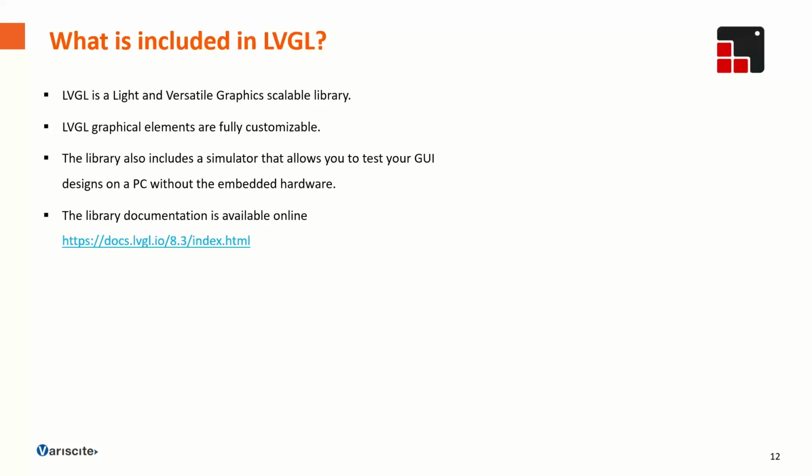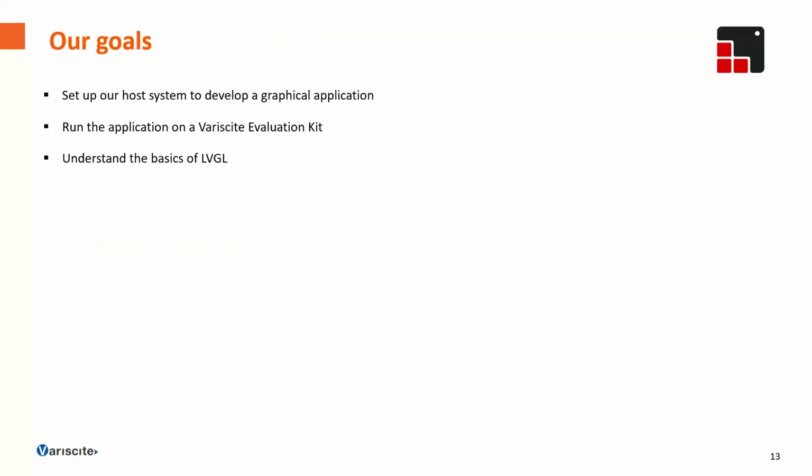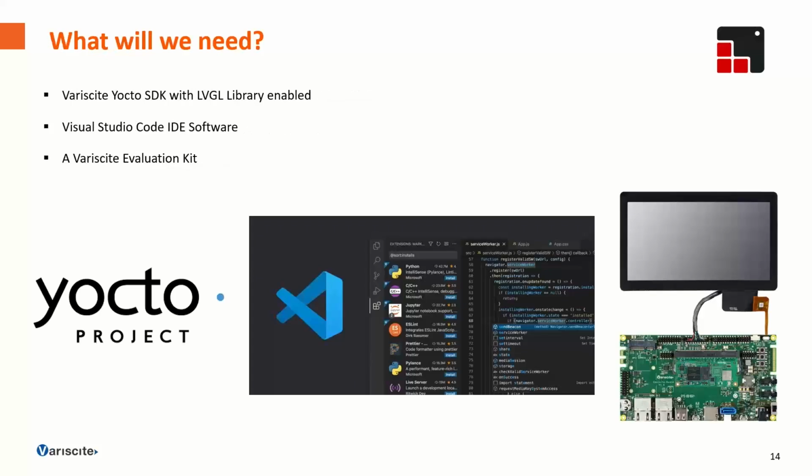Whatever we did in this webinar and prepared for this webinar has been done referencing the branch 8.3 of the LVGL. That is the latest stable. The application has been developed with the library version 8.3.9. So our goals are to set up the host system to develop a graphical application, run it on the Variscite evaluation kit, and understand the basics of LVGL. What we need: the Yocto SDK with the LVGL library enabled, the Visual Studio Code setup, and the Variscite AVK.